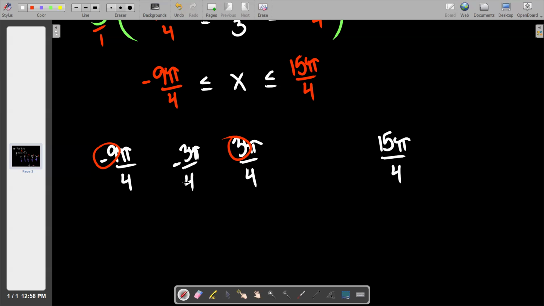And the math again isn't that bad. From 3 to 15 is a difference of 12. Half of 12 is 6. If you come up 6, you're at 9 pi over 4. Got it?